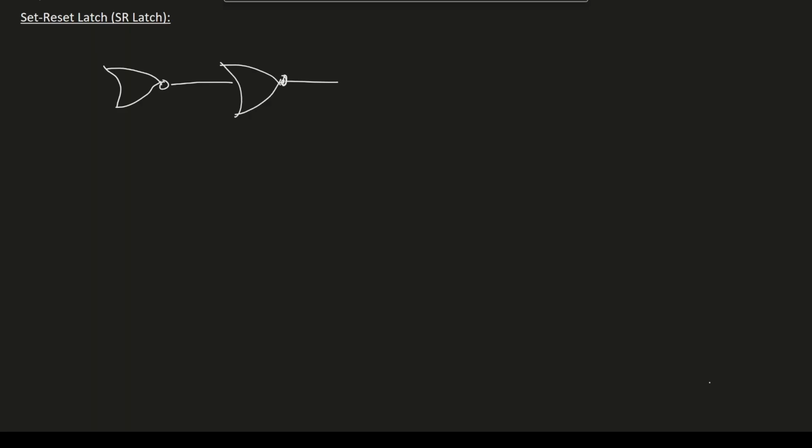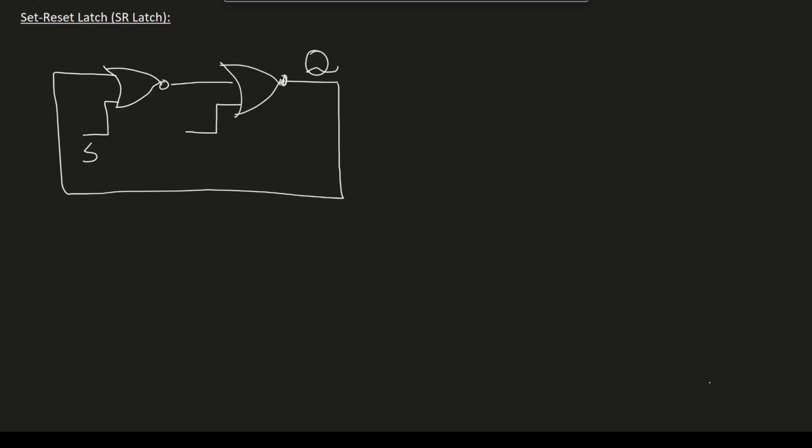and let's call the output of the second NOR gate Q. Q is fed back into the first NOR gate. Each NOR gate has two inputs. Let's call this one the set input, denoted by S. The second input of the second NOR gate, let's call it R, which means reset.